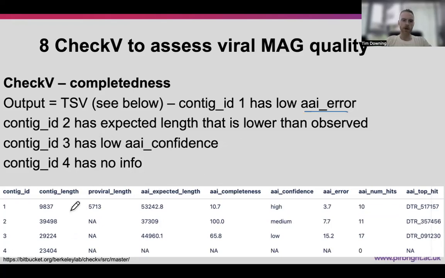So you can see that for contig 2 here, it has an expected length. Its observed length is 39.4 kb. The expected length is shorter, indicating that there might be a repeat inside there. Contig 3 has lower confidence, is less complete, and its accuracy may not be as good. And for contig 4, we have no real information that is produced. So that's something we'd have to explore more.